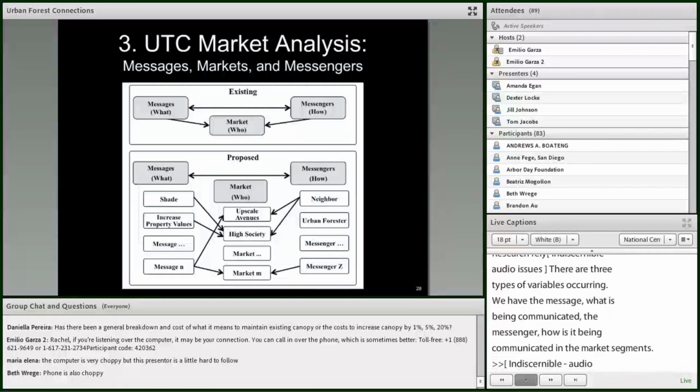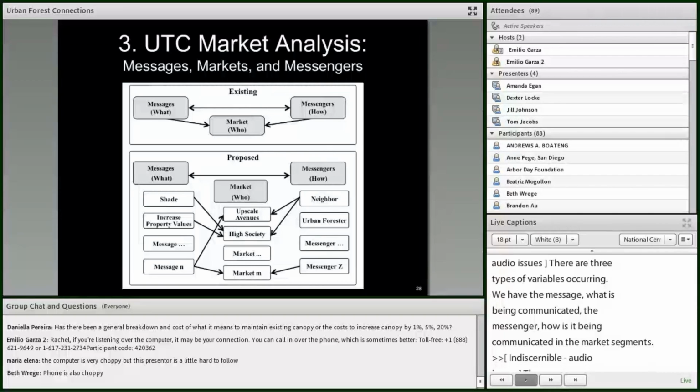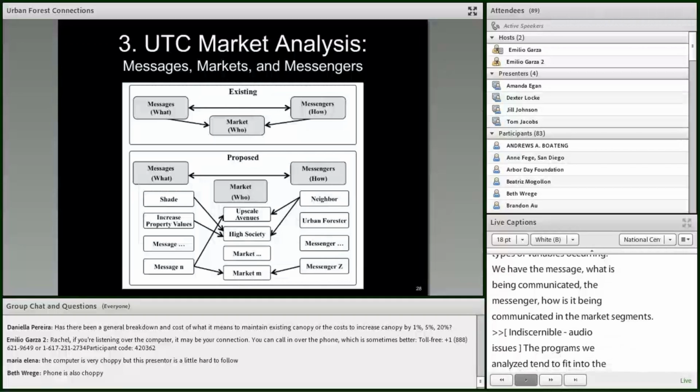I think the programs that we've analyzed so far tend to fit into the top. There's sort of an interaction between what and how, and it's being distributed to everybody. What we propose is exemplified on the bottom, where there might be different messages that are more effective in different market segments. And similarly, there might be different messengers that are better able to communicate or to convince the different populations of the values of urban trees.